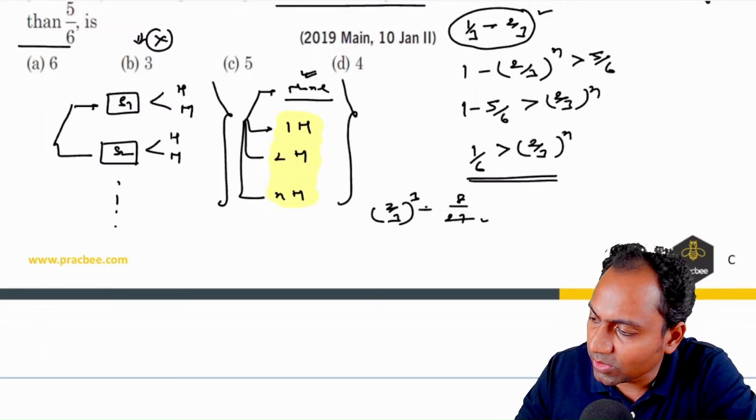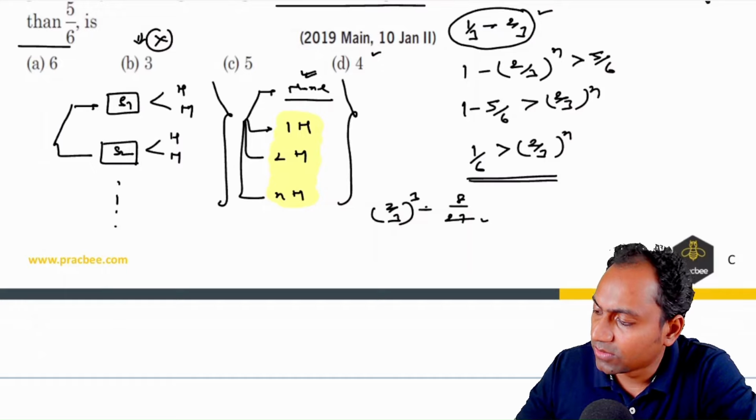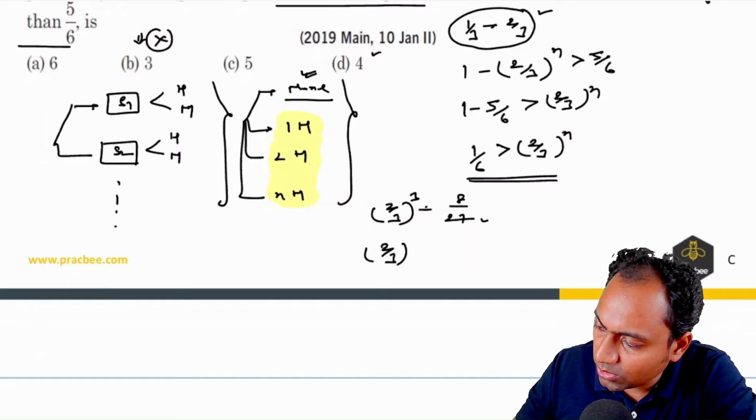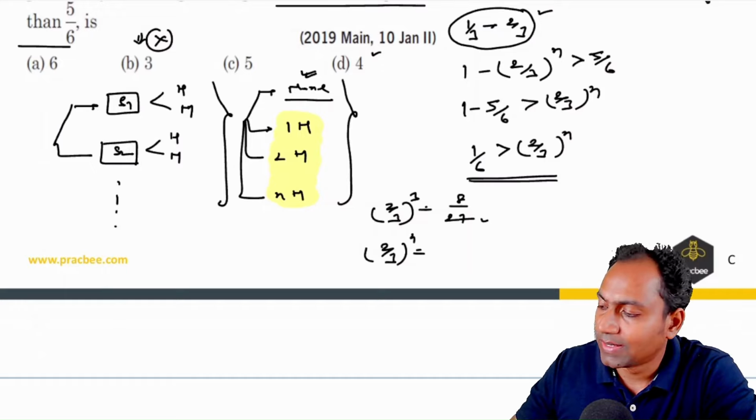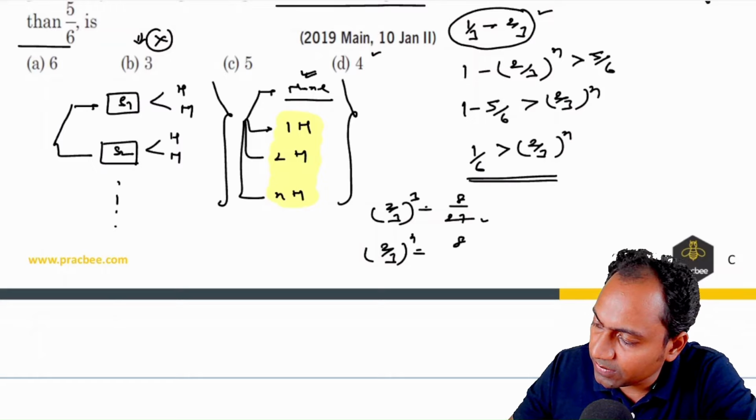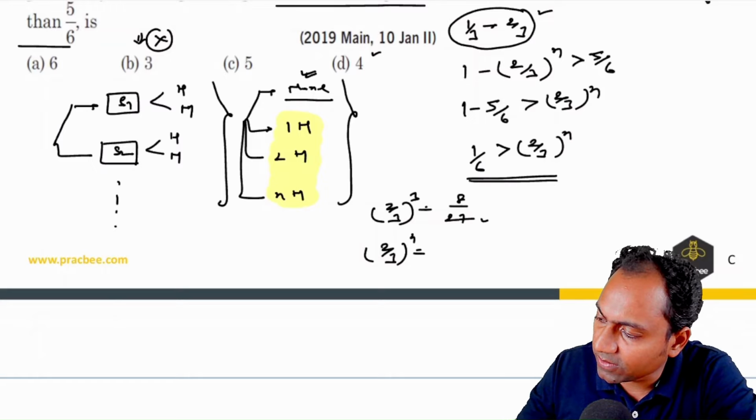The next possible option is D. Let us check D now. So 2/3 raised to the power 4, if I try and find, in this case it becomes nothing but 16/81.